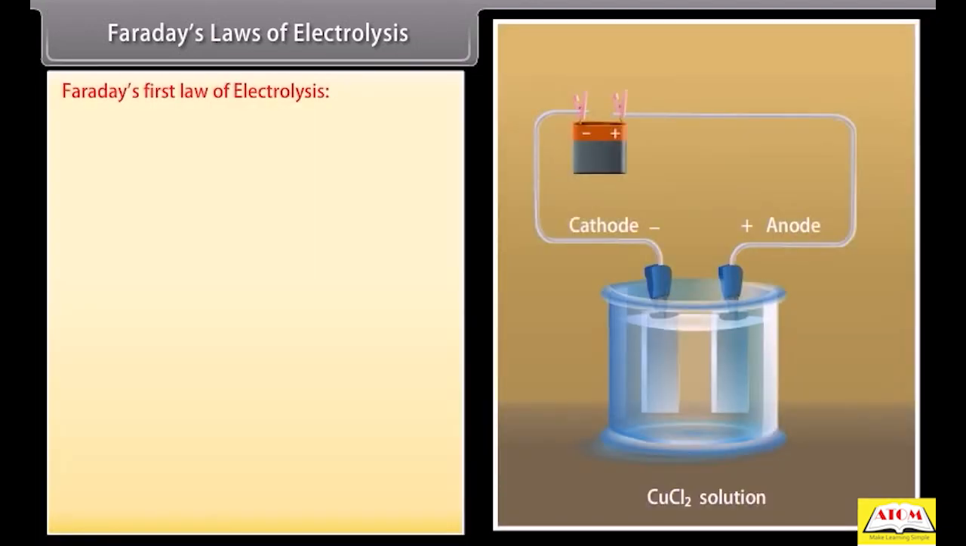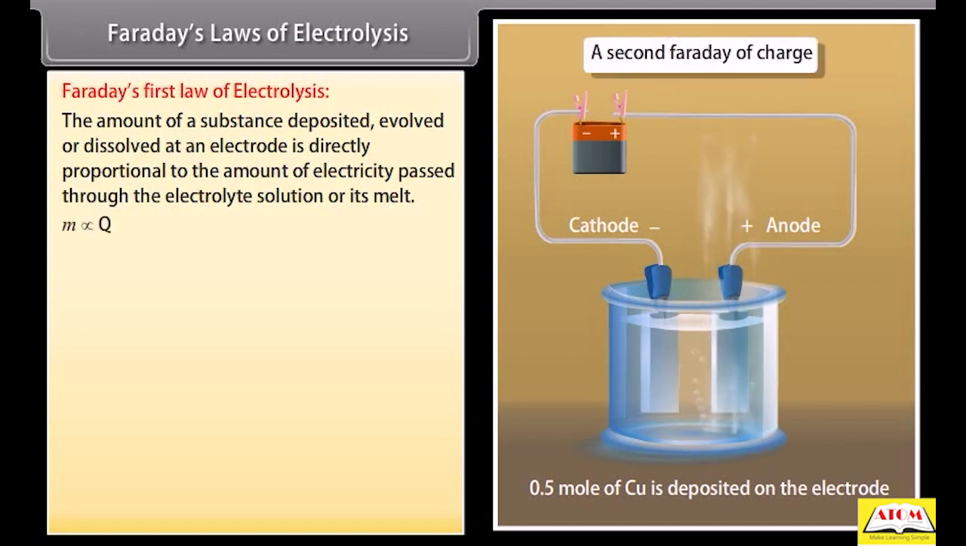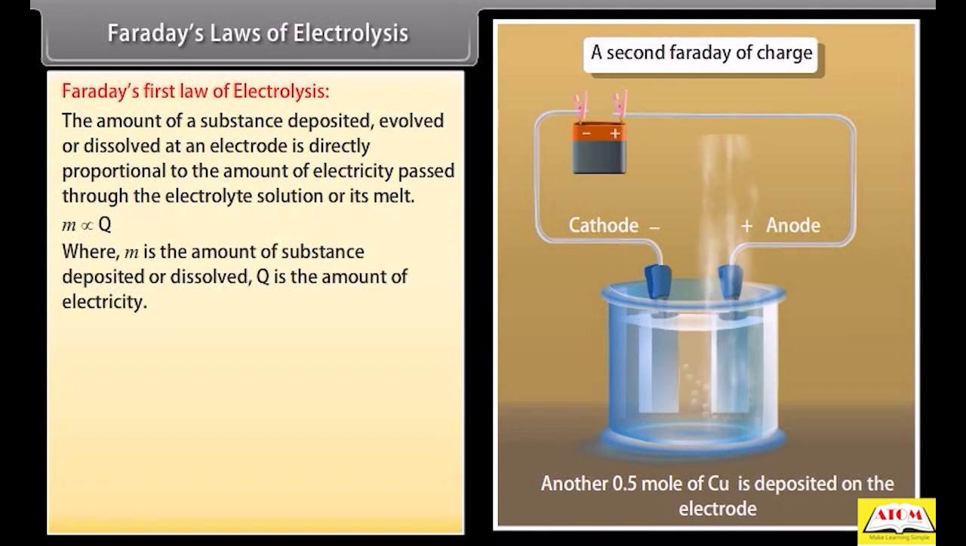Faraday's Laws of Electrolysis. Faraday's first law of electrolysis. The amount of a substance deposited, evolved or dissolved at an electrode is directly proportional to the amount of electricity passed through the electrolyte solution or its melt. M is directly proportional to Q, where M is the amount of substance deposited or dissolved. Q is the amount of electricity. We know that Q is equal to IT. Therefore, M is directly proportional to IT.